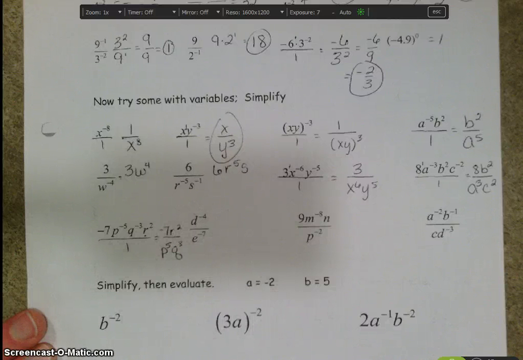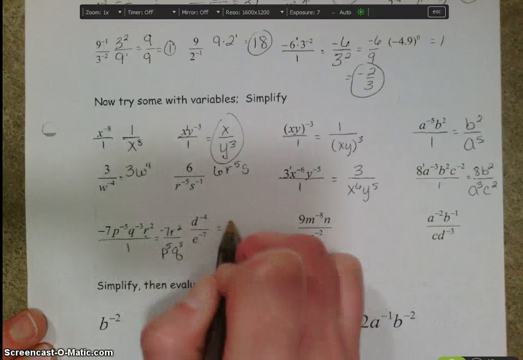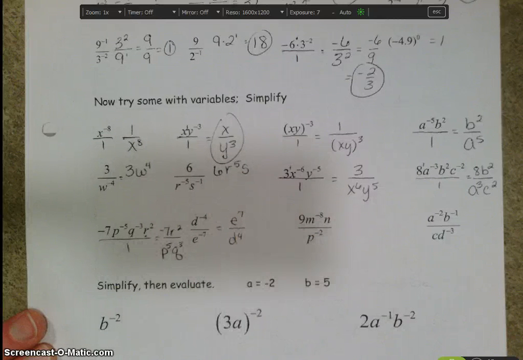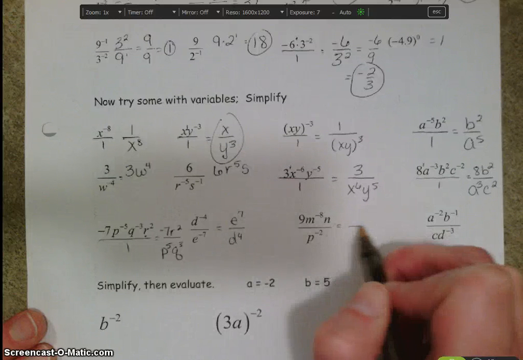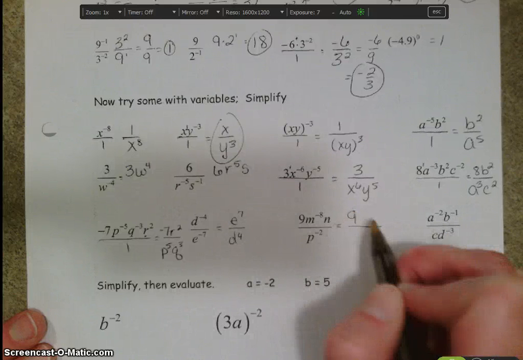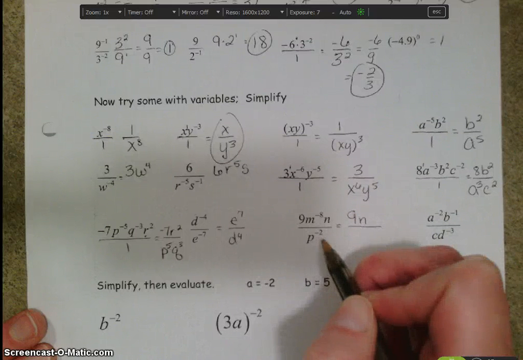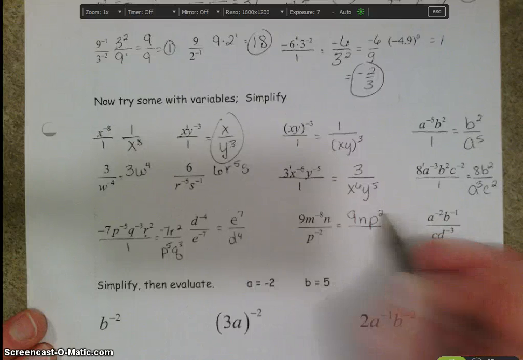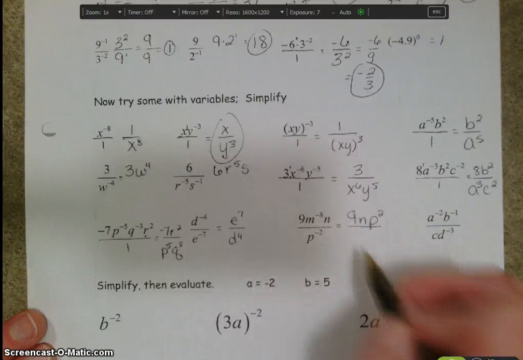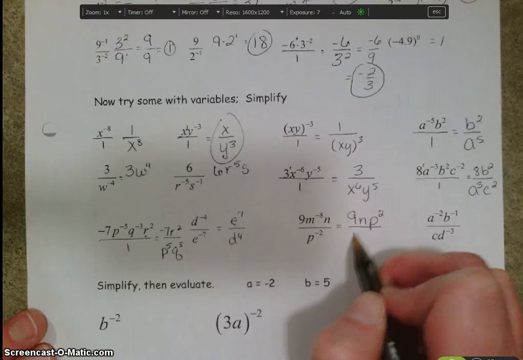Next one, it's already looking like a fraction and they are both unhappy. Flip it over. E to the 7th over d to the 4th. Next one. 9's happy. The n is happy. P squared's not happy, so I'm going to move them up. M is not happy, so I'm going to move it down.